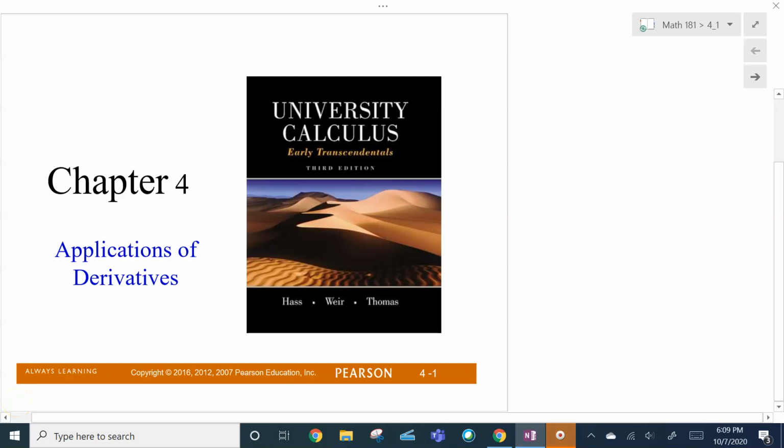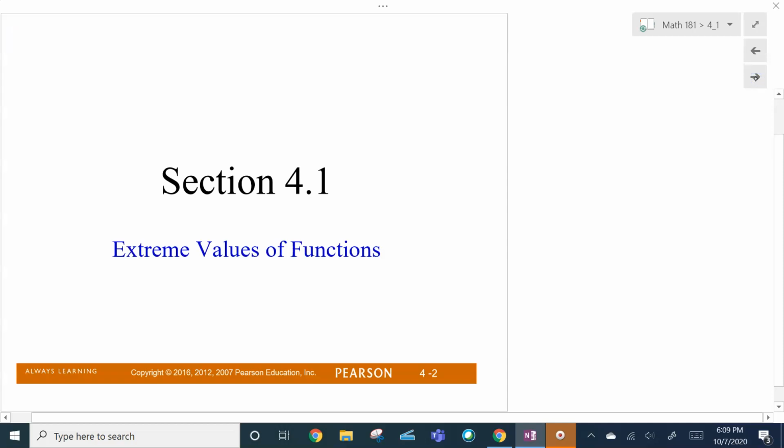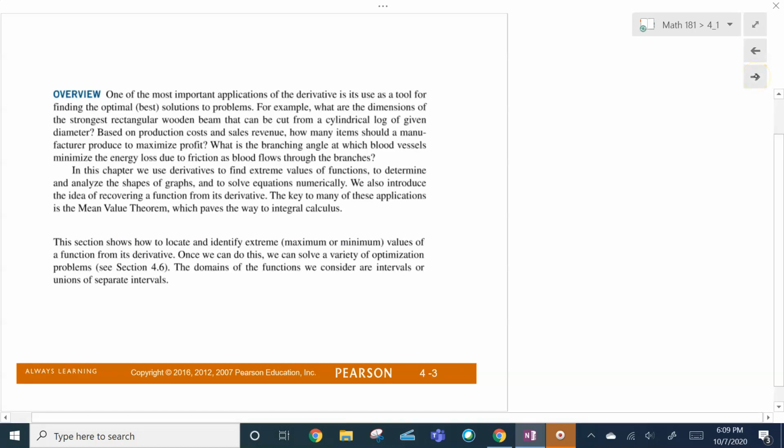We're going to look at applications of derivatives in this chapter, specifically extreme values of functions. We're going to review initially, but to give you an overview of this section, one of the most important applications of the derivative is as a tool for finding the optimal solutions to problems. For example, based on production cost and sales revenue, how can you maximize profit, and so on. You can read some of those other ones.